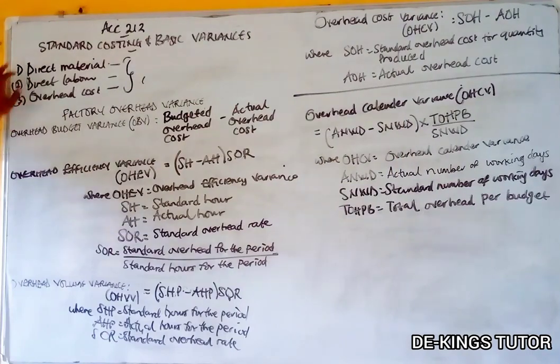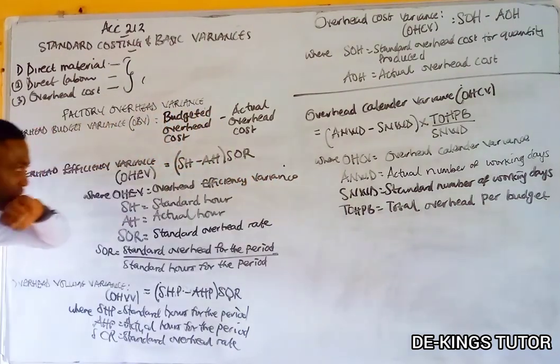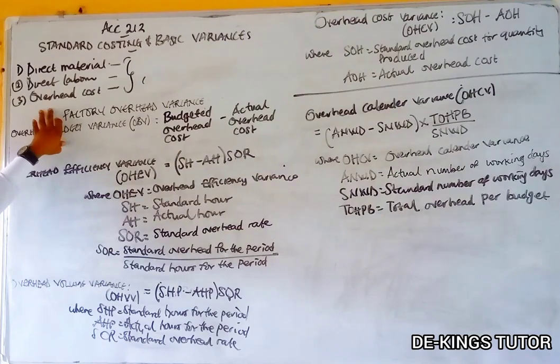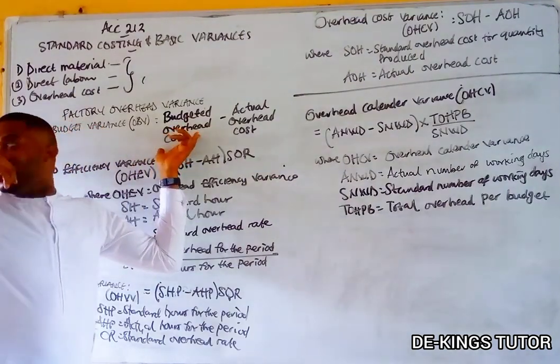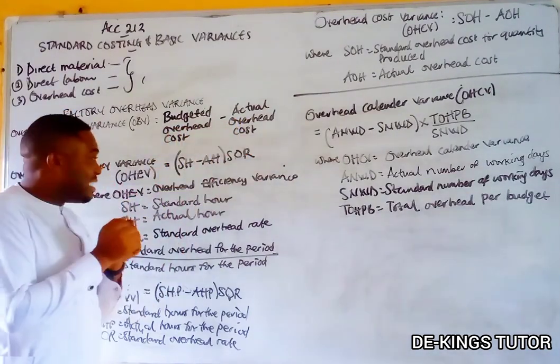Now, the factory, we have seen the material, labor, now the overhead variance. Now, this comprises the formula. Now, this is overhead budget variance. It means what they budgeted that they will spend is different from what they actually spent as per overhead.